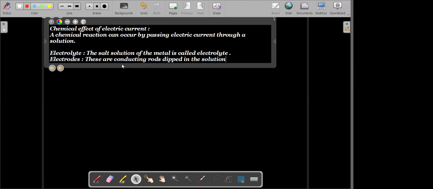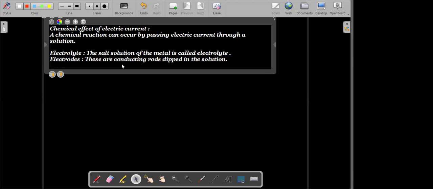So these are conducting rods dipped in the solution, which are called electrodes. So you have the terms electrode and electrolyte. The complete setup or complete arrangement is called an electrolytic cell. So the next point which we look at is the electrolytic cell. What is an electrolytic cell?